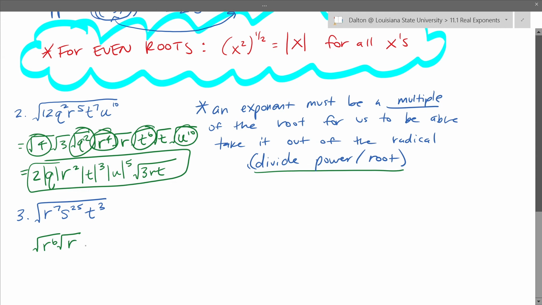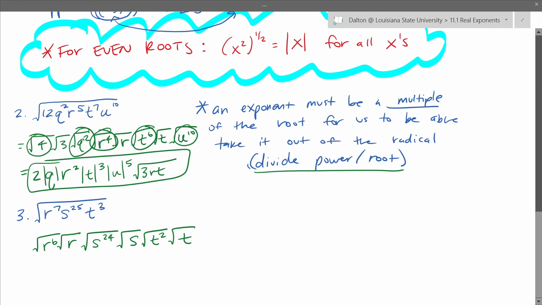S to the 25th power, even though 25 is a square number, s to the 25th power is not a square number because it's odd. So I'm going to break that up into the square root of s to the 24th times the square root of s. And then t cubed, same thing. I'm going to break it up into the square root of t squared times the square root of t.